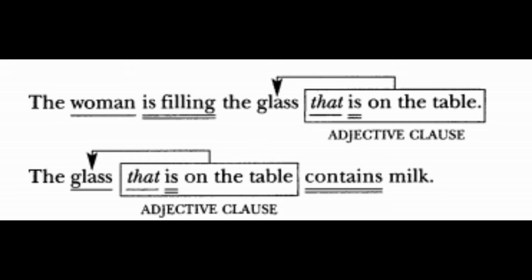Second example. The glass that is on the table contains milk. In the second example, there are two clauses. Glass is the subject of the verb contains, and that is the subject of the verb is. In this example, that also serves two functions. It is the subject of the verb is, and it is the connector that joins the two clauses, because that is on the table is an adjective clause describing the noun glass.